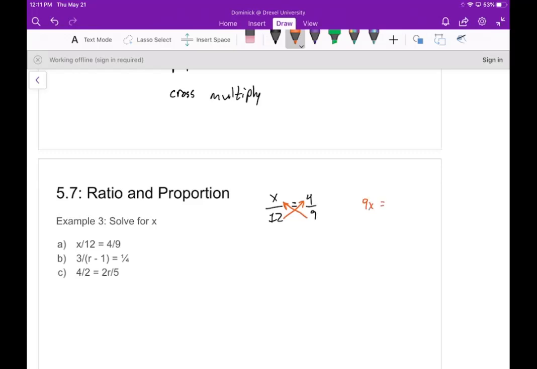But anyway, we get that 9x is equal to 48, and this would give me that x is equal to, let's see, 48 over 9. That doesn't work out well, does it? So we just say 48 over 9.